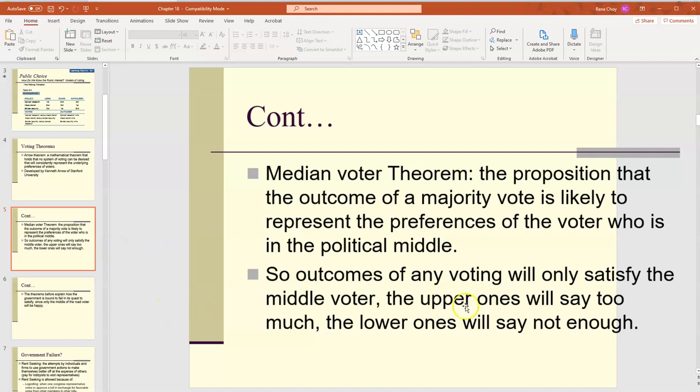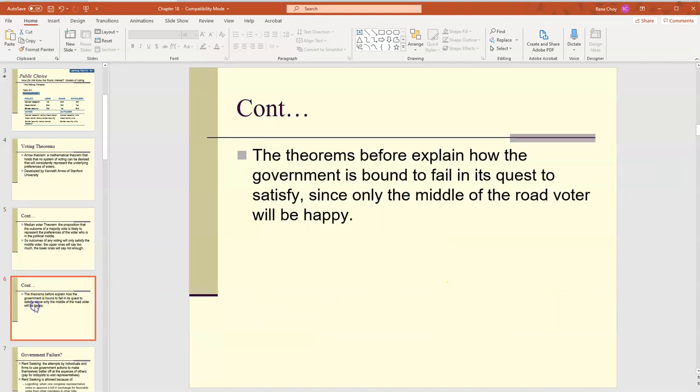Alright, so outcomes of any voting, if the right wins, it's not going to make anybody on the left happy, and if the left wins, it's not going to make anybody on the right happy. The only people who are going to be semi-happy are the people in the middle. So the theorem basically explains that the government is bound to fail in its quest to make everyone happy. The only people who are going to be quote-unquote happy with the government are the people in the middle, who flip-flop all the time and understand that sometimes you lean to the right and sometimes you lean to the left.